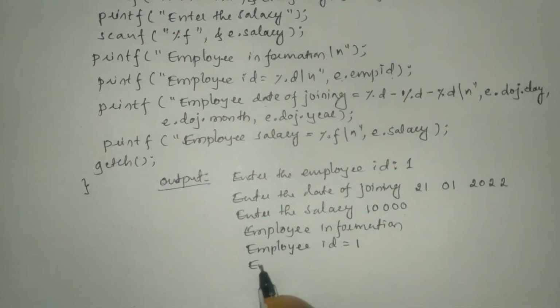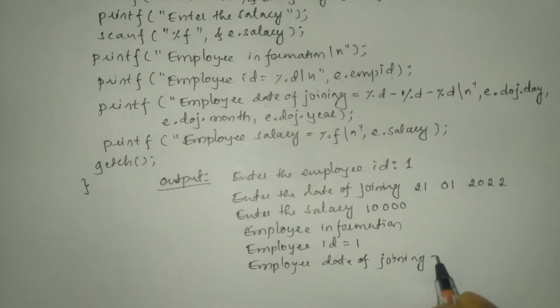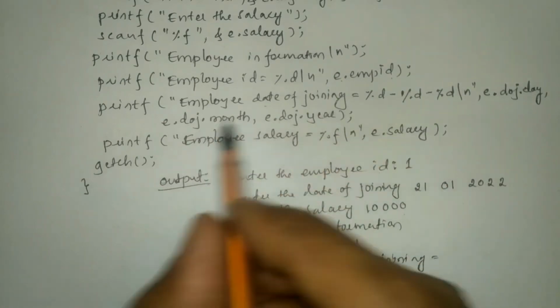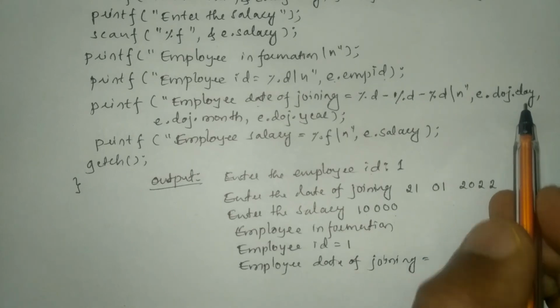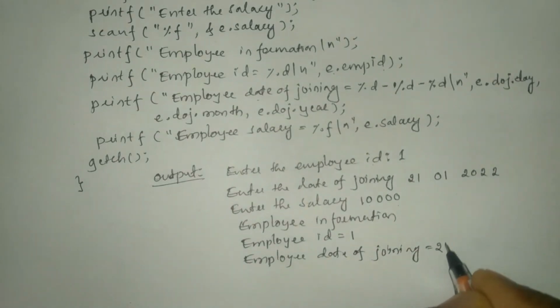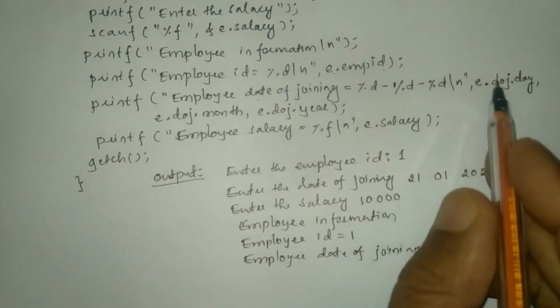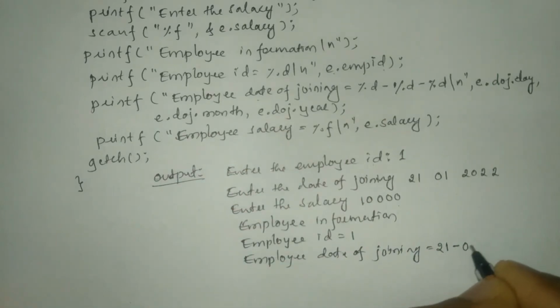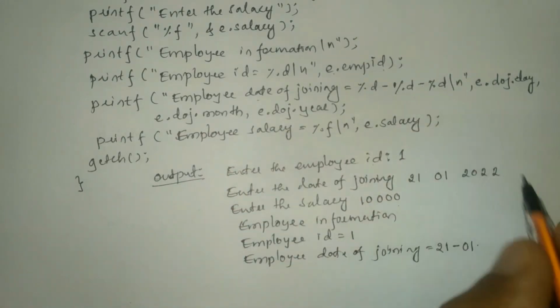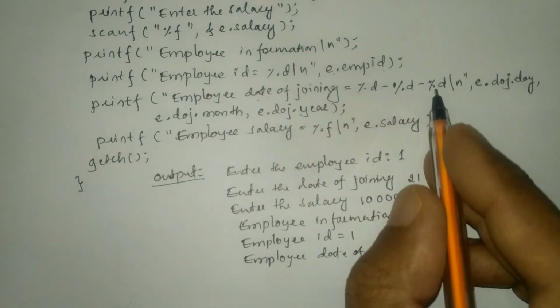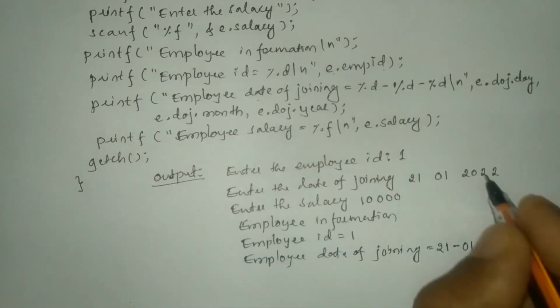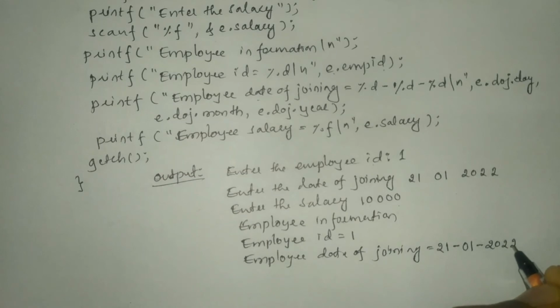So it is going to print employee date of joining is equal to, %d is associated with e.doj.day. So day is what? 21 here, and here we have got hyphen, so it will be printed as it is. Next, this %d is associated with month, so here it is going to print 01. Again, this hyphen will be printed over here. This %d is associated with year, so that is 2022 will be printed.